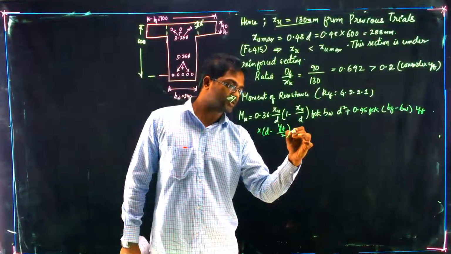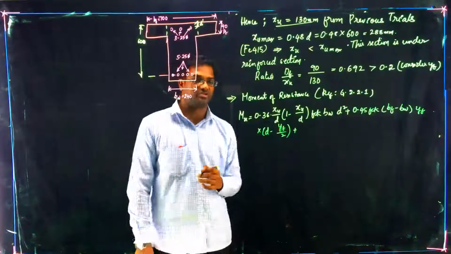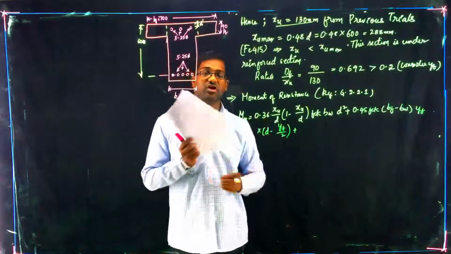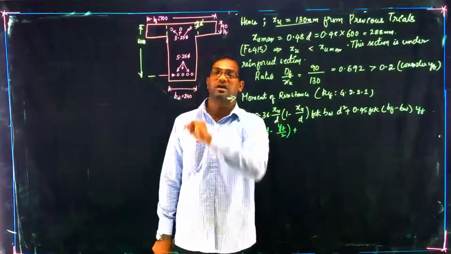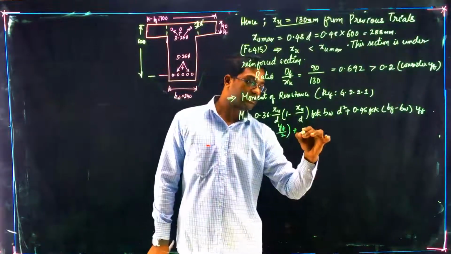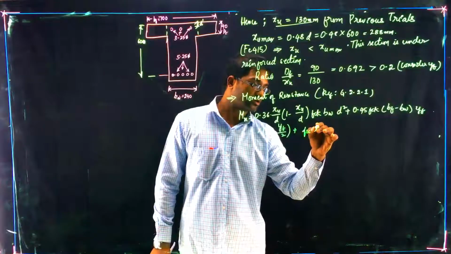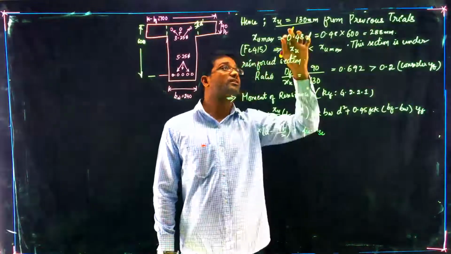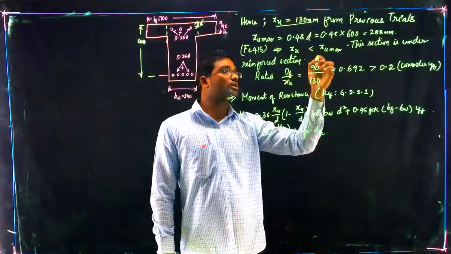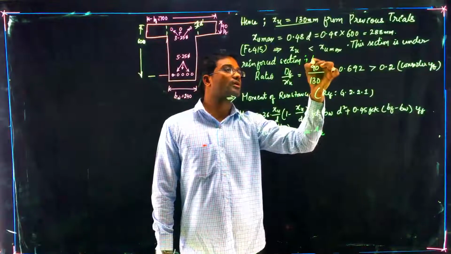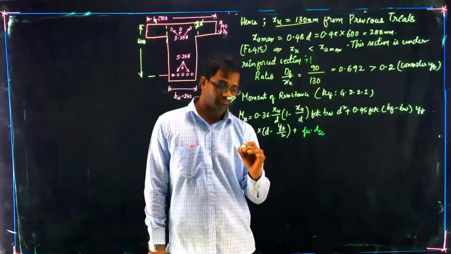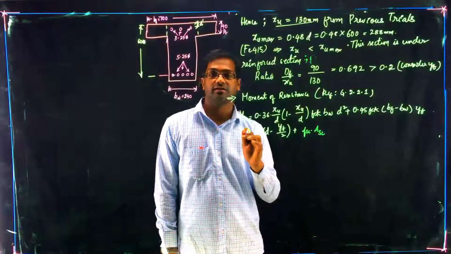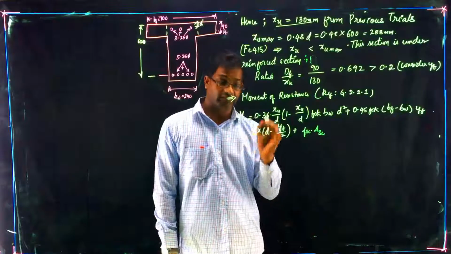You have another force in compression. This is in compression. For a doubly reinforced section, there is another compressive force, that is FSC into ASC. For this XU value, we need to calculate FSC, ASC and YF also.